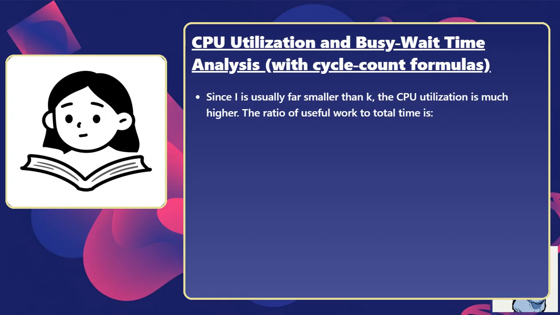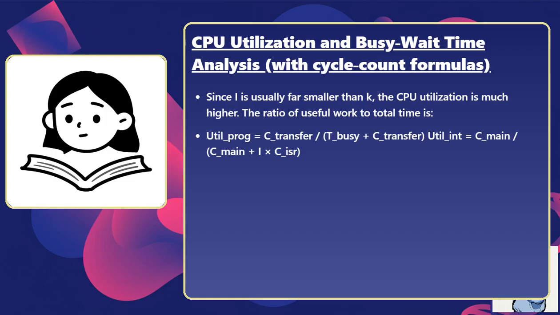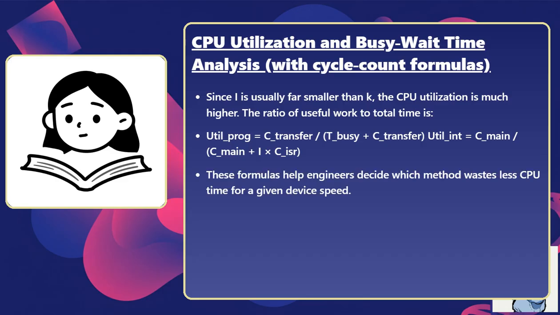The ratio of useful work to total time is util_prog = c_transfer / (T_busy + c_transfer). util_int = c_main / (c_main + I × c_isr). These formulas help engineers decide which method wastes less CPU time for a given device speed.